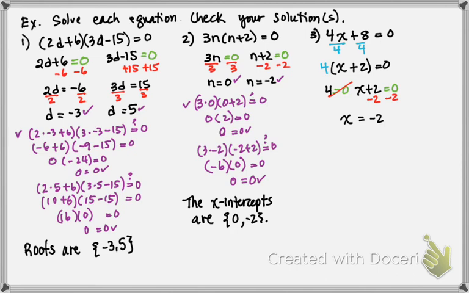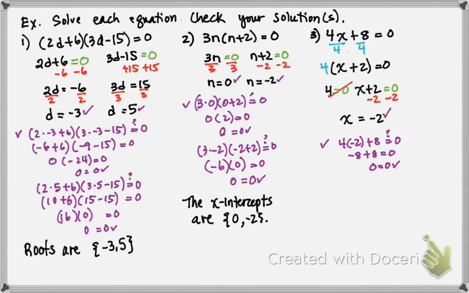So we can test this. And we get, is 4 times negative 2 plus 8 actually equal to 0? And we get negative 8 plus 8 equals 0, and we get 0 equals 0. So what that tells us is the answer is negative 2.